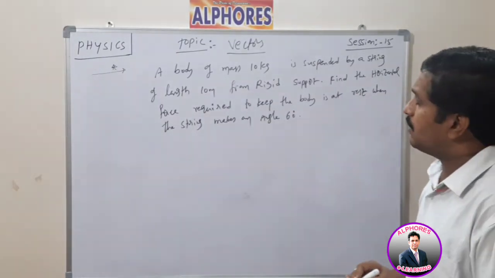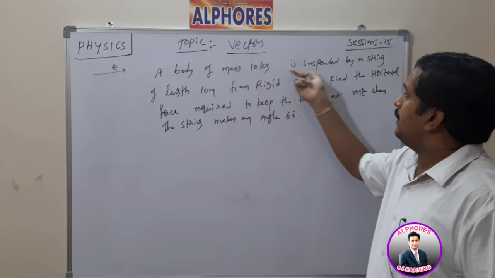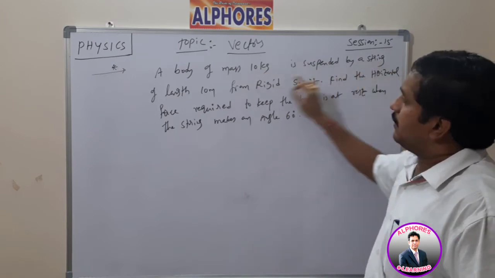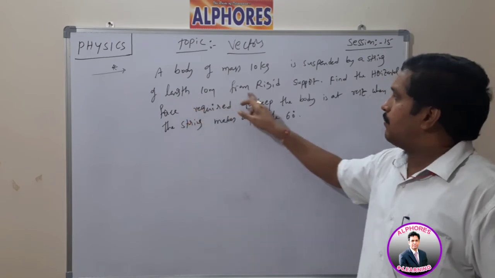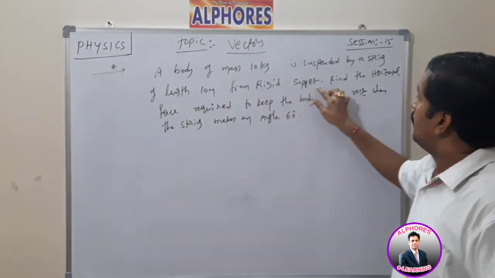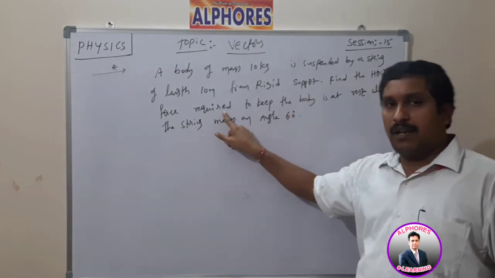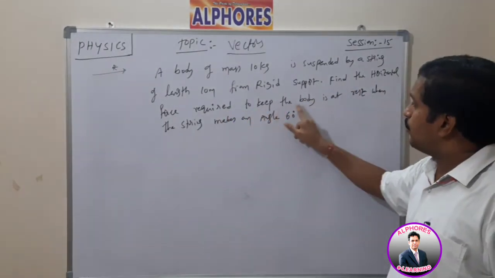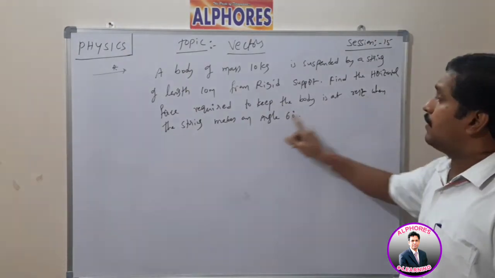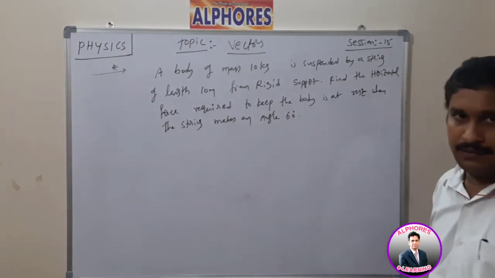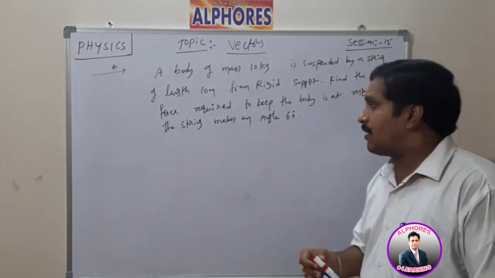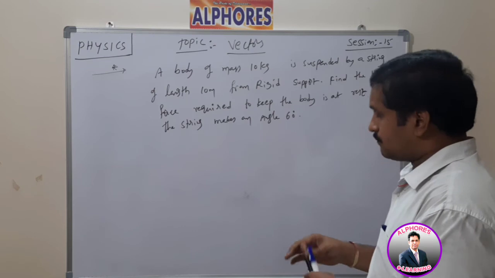So the question I am giving: a body of mass 10 kg is suspended by a string of length 10 meter from rigid support. What is the length of the string in this case? 10 meter. So find the horizontal force required to keep the body at rest when the string makes an angle of 60 degrees. Simply I am asking the horizontal force required only, as per the tangent law.